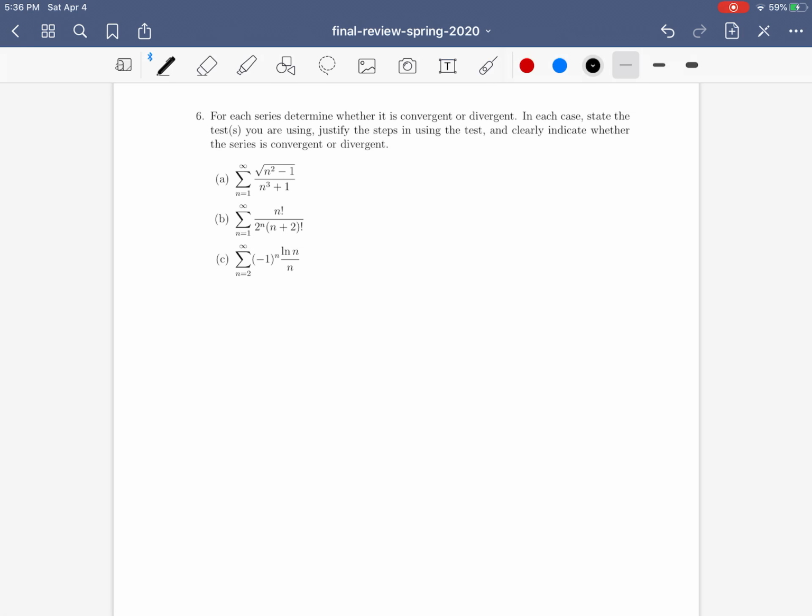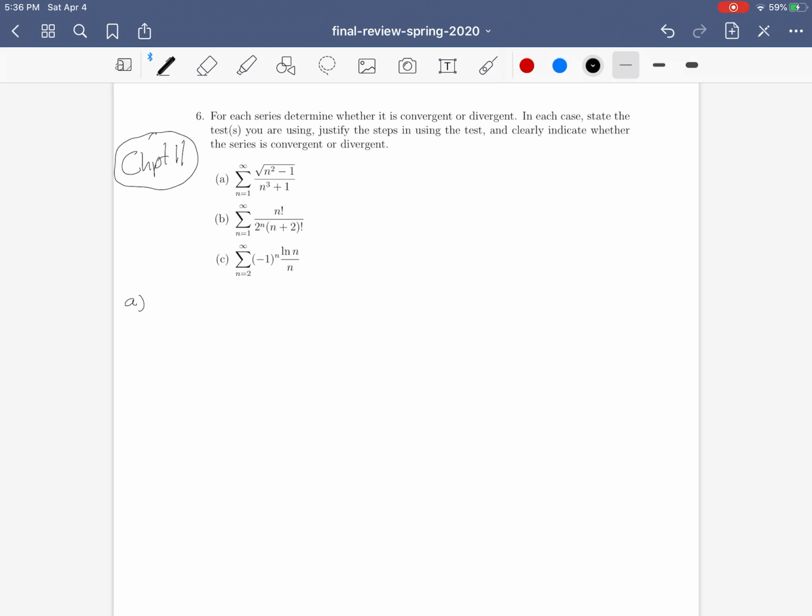Now we're going to move on, and for the next few questions, we're going to focus on what you've been doing in the last chapter of the material in the textbook. So this is chapter 11. This is all about series. In question 6 here, we're asked to determine whether or not the following series are convergent or divergent, and to state which test we're using to determine this. So let's get started.